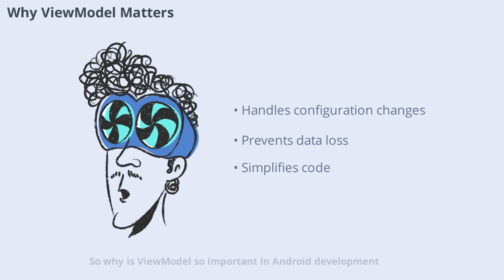So why is ViewModel so important? In Android development, activities and fragments can be destroyed and recreated frequently, especially during configuration changes like rotating the device. Without ViewModel, you'd have to find ways to manually save and restore your UI data, which can be error-prone and tedious. ViewModel handles this for you, keeping your data alive and consistent. This not only simplifies your code, but also improves the user experience by preventing data loss and unnecessary reloads.